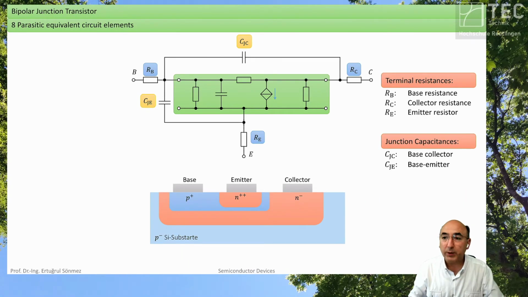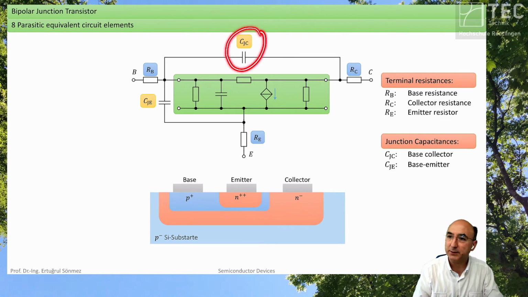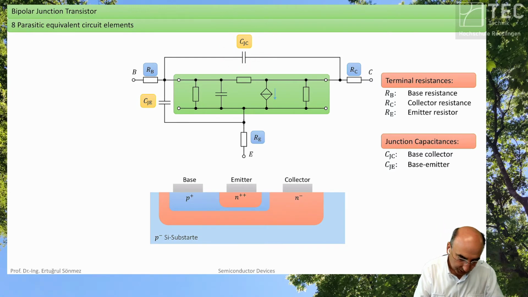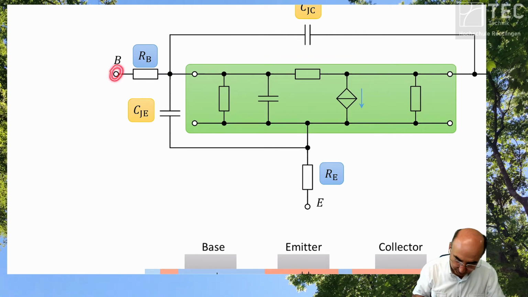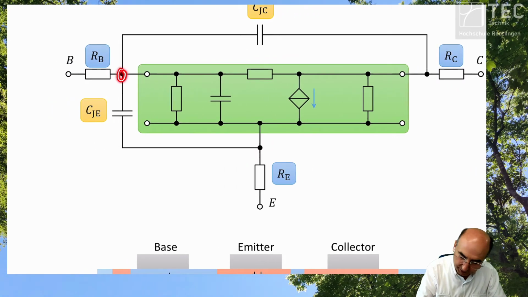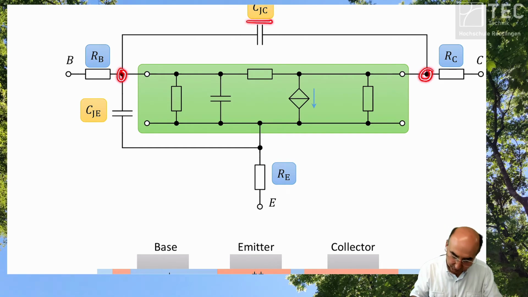Okay, what do we have in addition? Yeah, we have in addition the junction capacitances. The junction capacitance is nothing else but the space charge capacitance of a PN junction. So we have a junction capacitance at the emitter, the base-emitter junction capacitance. And between base and collector we have the space charge capacitance.